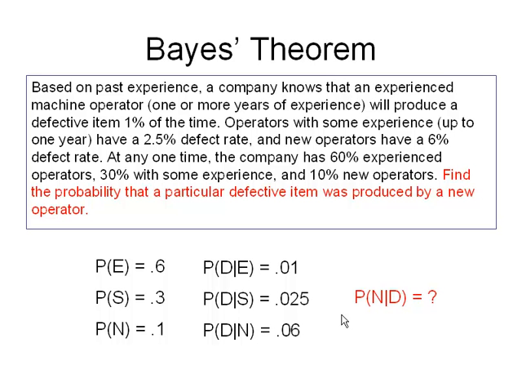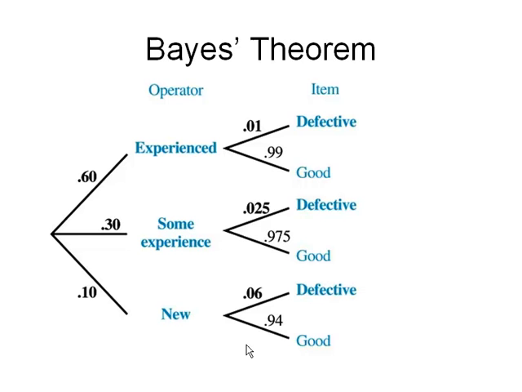So if you'll look at what you've been given here, you've got E, S, and N. That's going to be your first set of branches in your tree diagram. And then if you get to E, S, and N, you go to D. So let's draw that out. So you'll see you can get to experienced, some experienced, or new off the first branch. And here we see those probabilities, 0.60, 0.30, 0.10. If you get to experienced, you might produce a defective, or you might produce a non-defective or a good item. So if defective was 0.01, they produce it 1% of the time. That means 99% of the time they produce good.